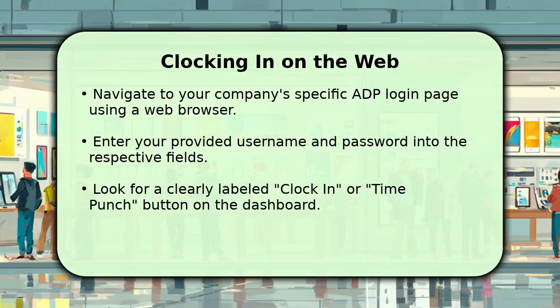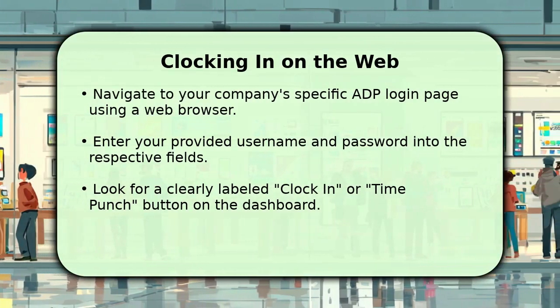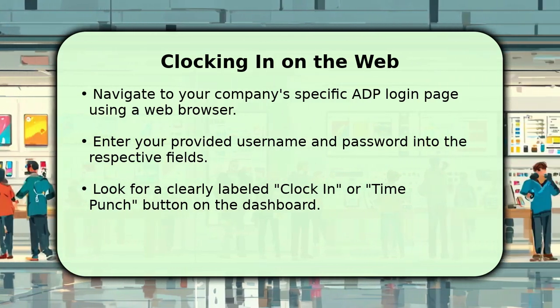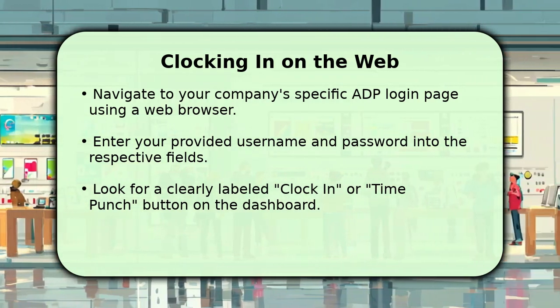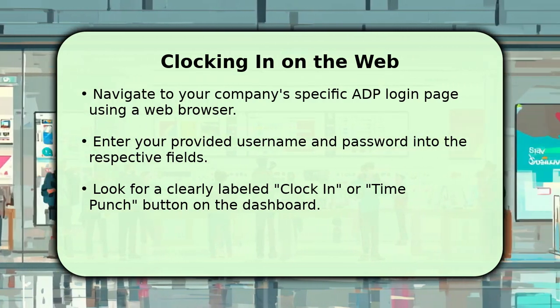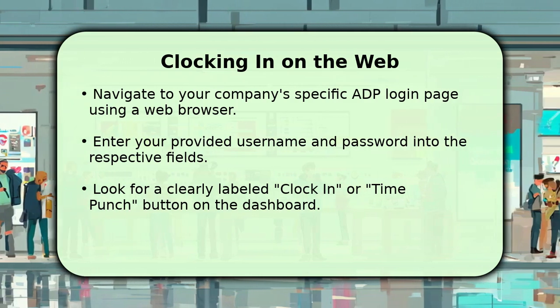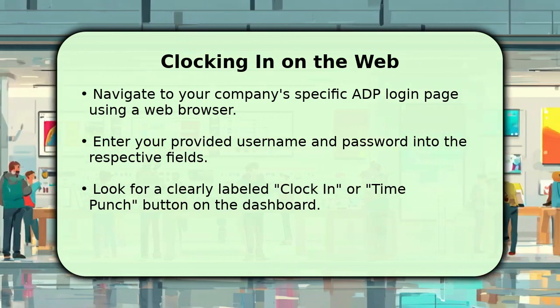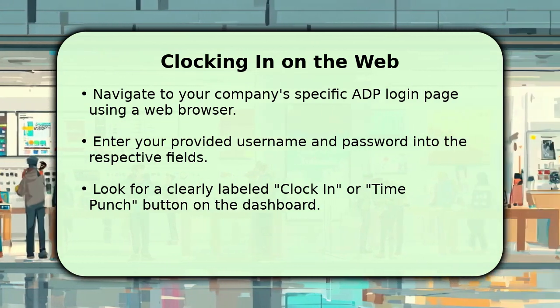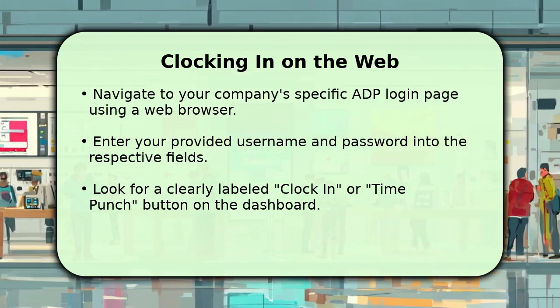Once you are logged into the ADP web portal, look for the My Time or Time Card section on your main dashboard. Often, a prominent clock-in button will be visible right there, perhaps in a large, easy-to-spot format. Simply click this button to register your start time for the day. A confirmation message should appear, indicating your successful clock-in, usually showing the exact time.